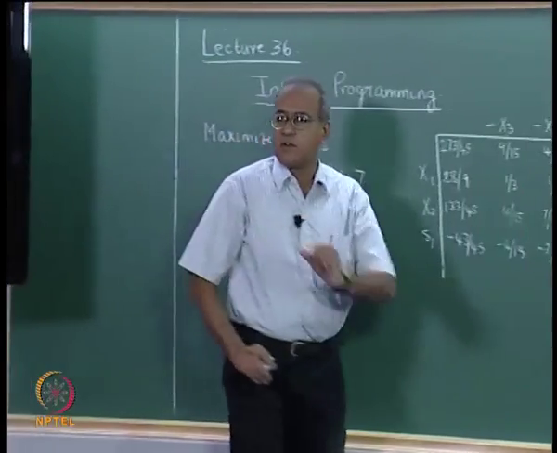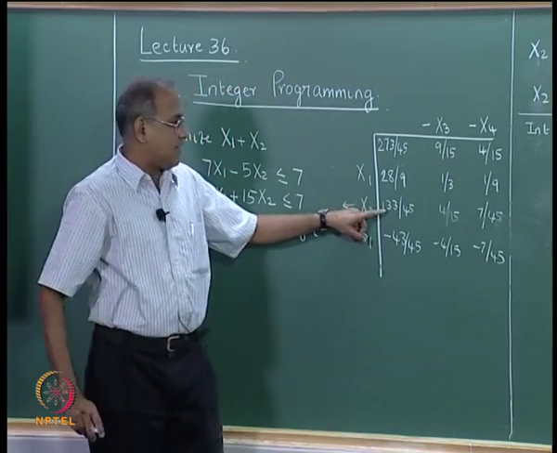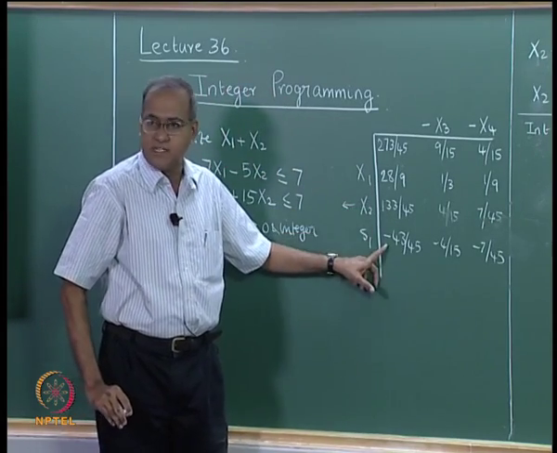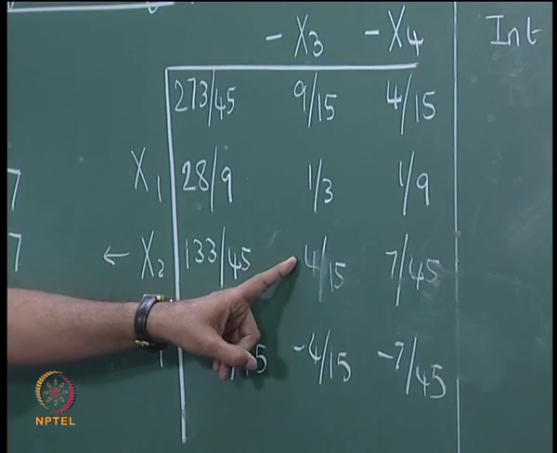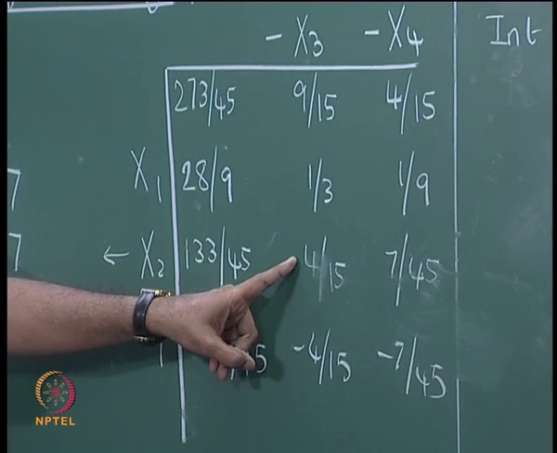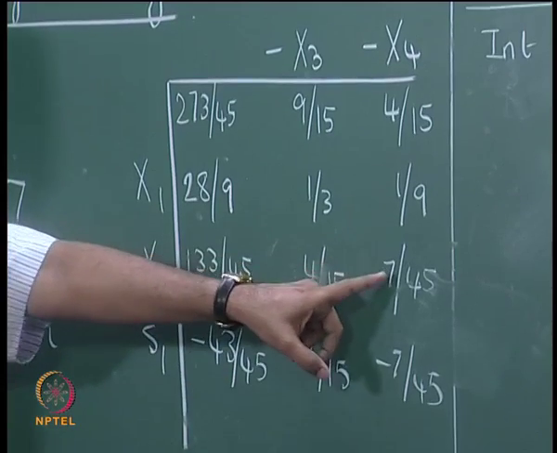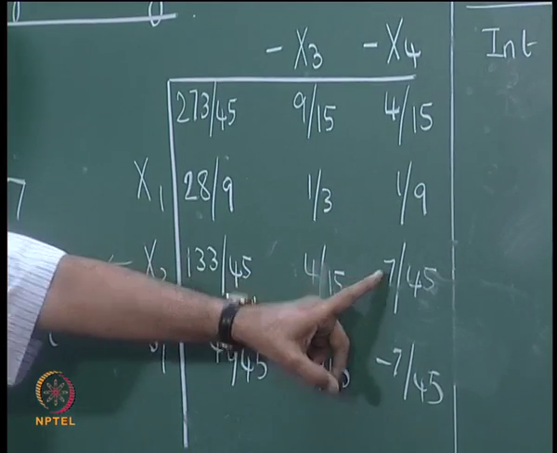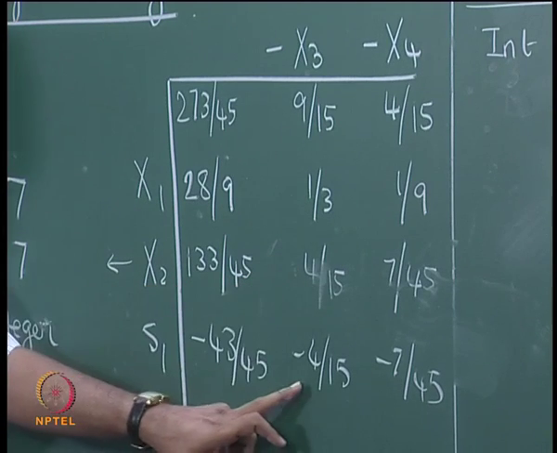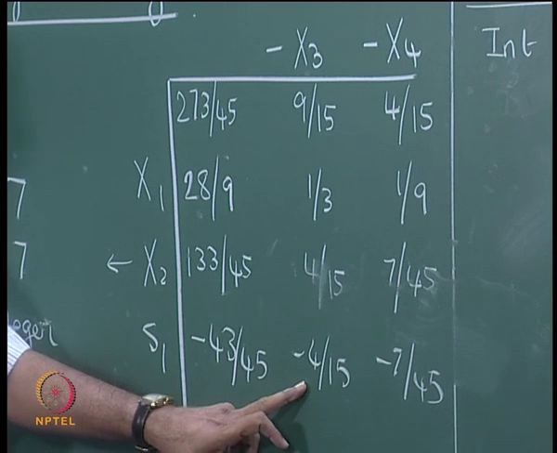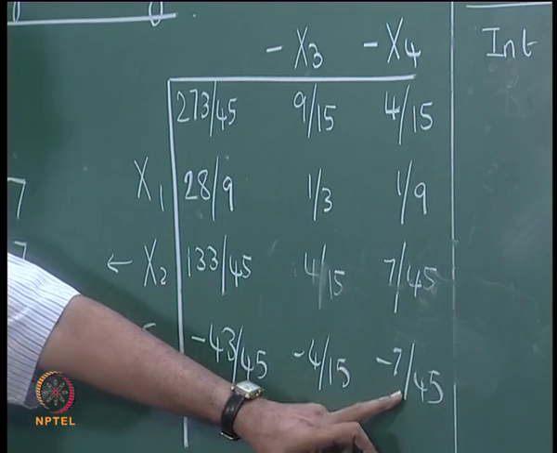A simple thumb rule to write the Gomori cut is: when you are generating the cut out of this, take the fractional portion, put a negative sign and write it minus 43 by 45. If this is positive, take the positive fraction less than 1 and write a minus. For example, if this were 24 by 15, this will become minus 9 by 15. If this were 57 by 45, this will become minus 12 by 45.